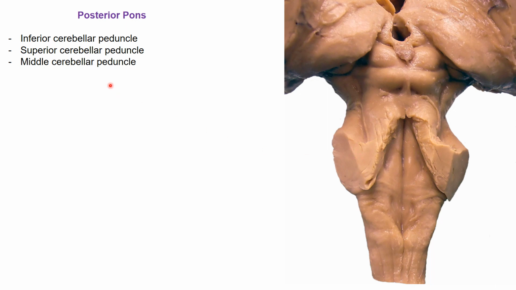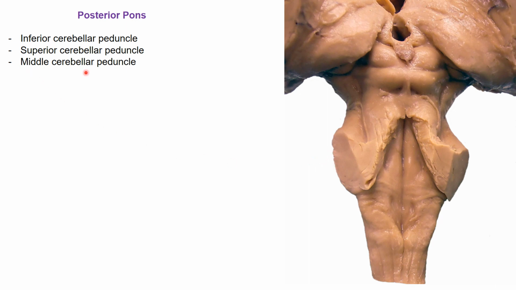But what I want to point out is the inferior and superior are located more medially. So you have an inferior cerebellar peduncle down here, superior cerebellar peduncle located in this region, and then most laterally you have your middle cerebellar peduncle. That middle cerebellar peduncle is going to be really important because it is where most of the fibers are coming from the pons. So pontine fibers are coming through the middle cerebellar peduncle, which is located more laterally.